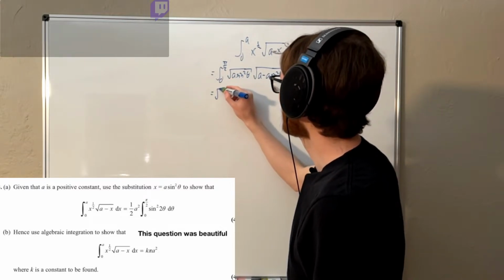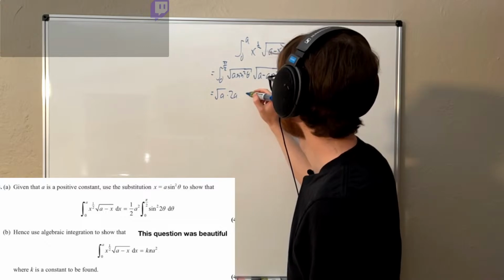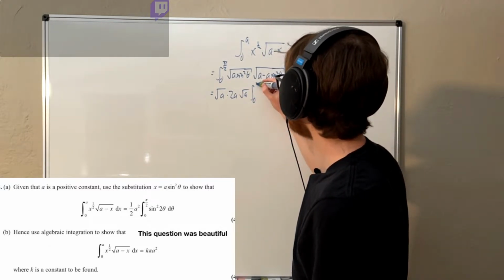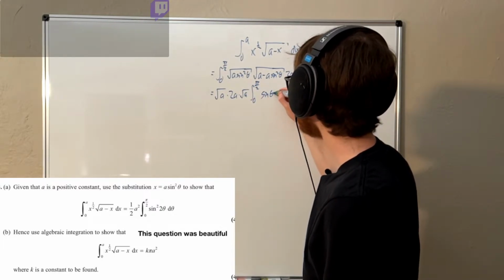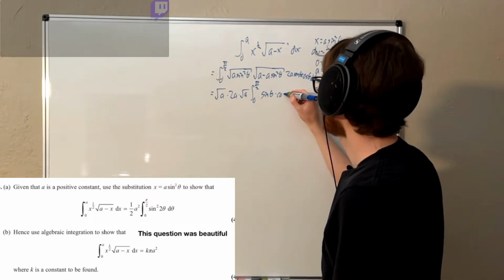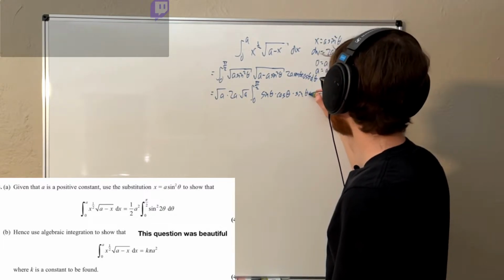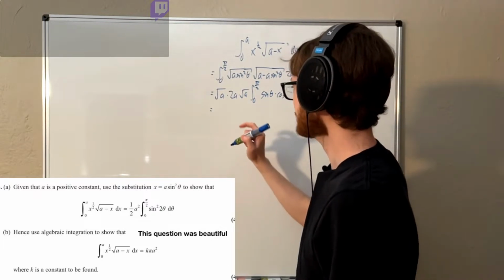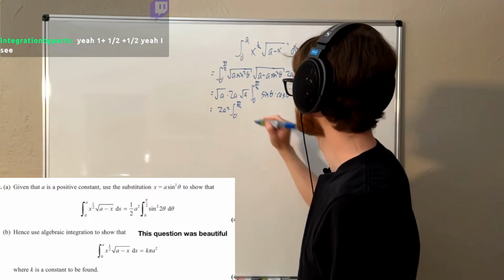That root a can come out front. That 2a can come out front. That root a can get factored as square root and come out front. 0 to pi over 2. Square root of sine squared is just sine. 1 minus sine squared is cosine squared. Square root of cosine squared is cosine. We just get sine theta cosine theta. There we go. This on the outside simplifies to 2a squared, 0 to pi over 2.